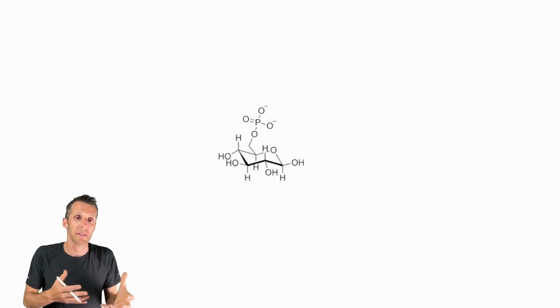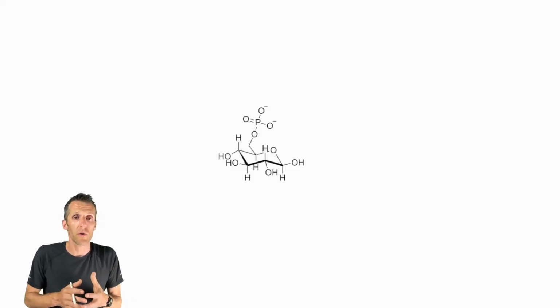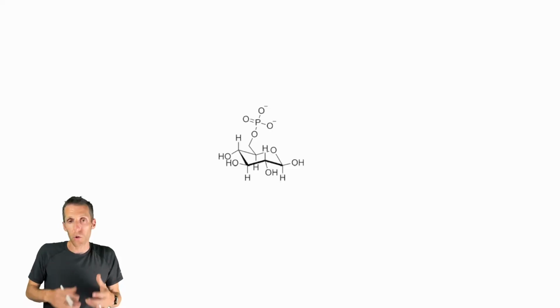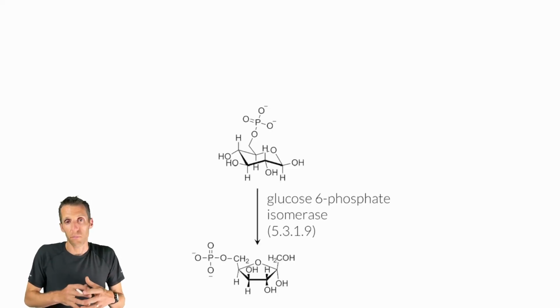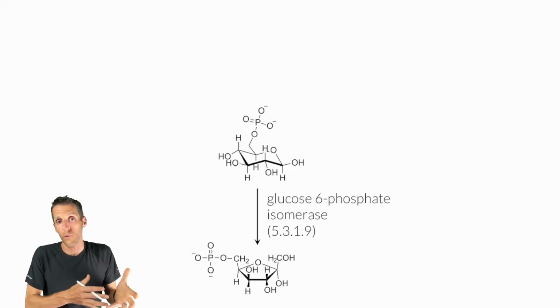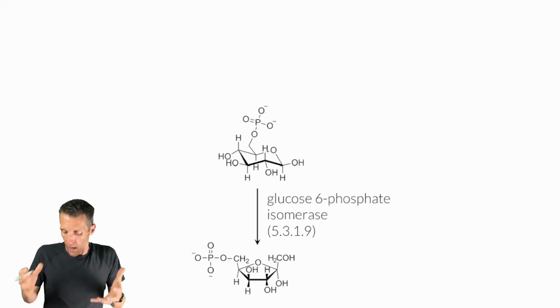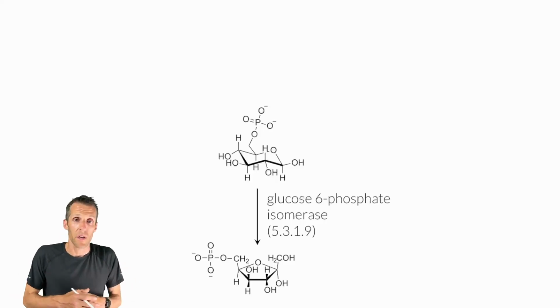And the specificity of these is actually quite remarkable. So what I'm showing here is glucose 6-phosphate. This is an important metabolite in central carbon metabolism. When we get into our metabolism videos, you'll become very, very familiar with this if you stick around. Glucose 6-phosphate can be turned into this molecule called fructose 6-phosphate if you add the enzyme glucose 6-phosphate isomerase.